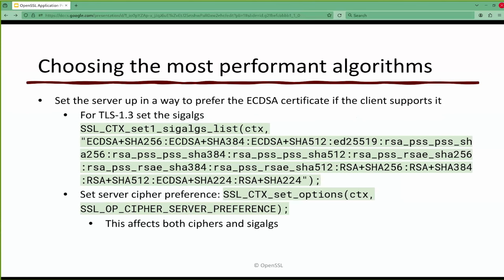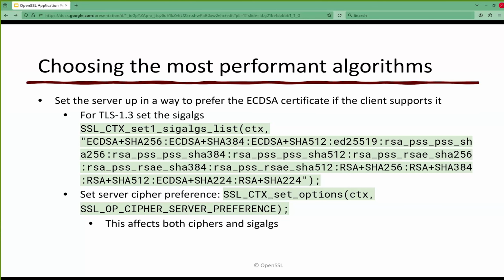For the TLS 1.3 side, we need to set sigalgs. Here we use the SSL_CTX_set1_sigalgs_list function and the sigalgs string. I took it from Fedora crypto policies. They are in the form of public key algorithm and digest separated by plus, or in the TLS 1.3 style, the named signature scheme.